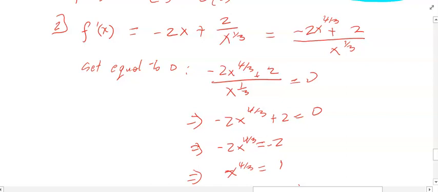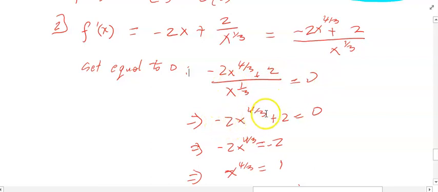So f prime of x is equal to -2x plus 2 over x to the 1/3. That is our derivative. We can make this one common denominator, and this will become the same as -2x to the 4/3 plus 2 over x to the 1/3. Then you want to set this derivative equal to 0. We have -2x to the 4/3 plus 2 all over x to the 1/3 equals 0.